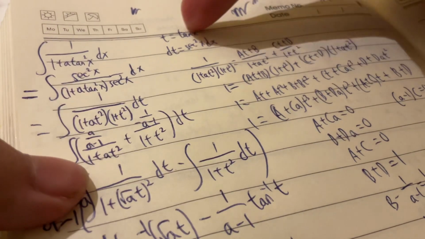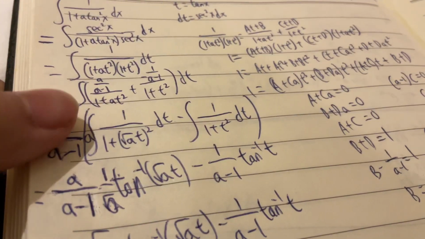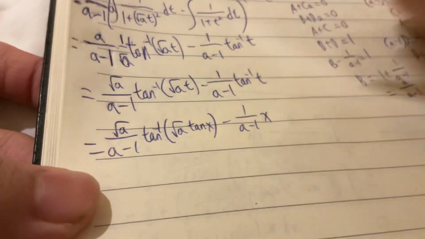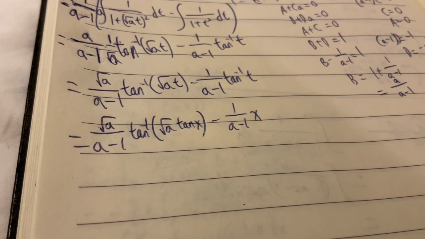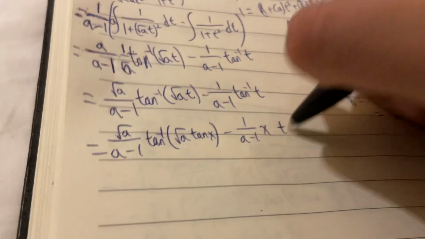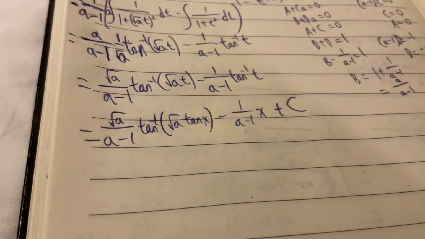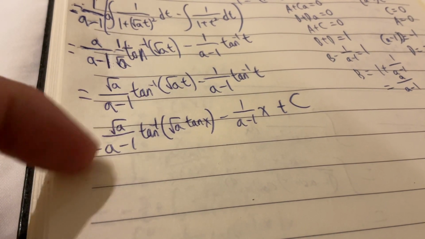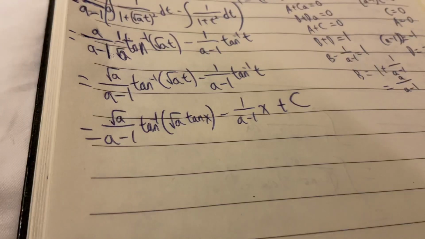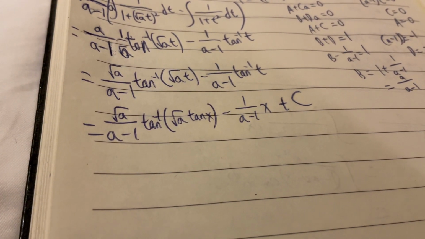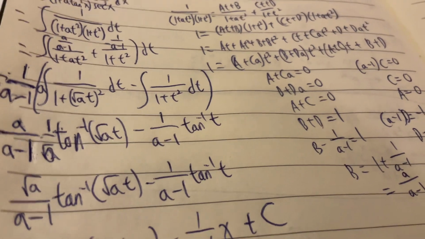We can take the inverse on one side, you get x is equal to inverse tangent of t. So this multiplied by x, this is the same as. I think that's our answer. This and this, they can't be simplified anymore. Let me just put down the c. And that's our final answer. This is really cool, right? Square root of a over a minus 1 times inverse tangent of square root of a times tangent x minus 1 over a minus 1 times x. The c, and that's it.